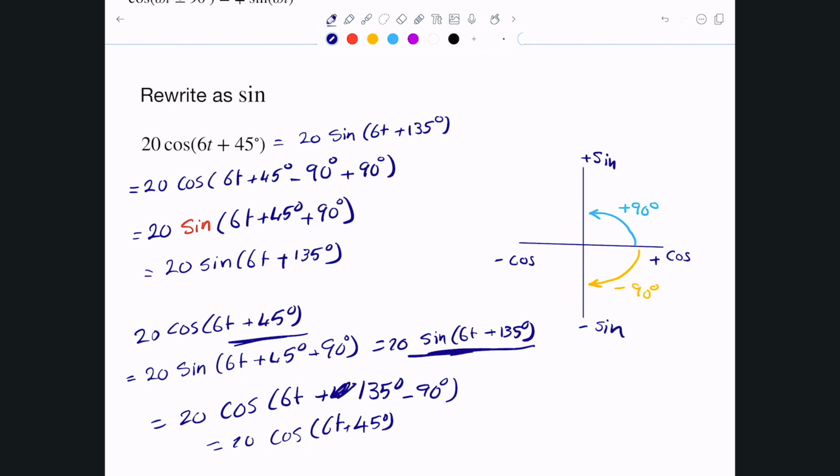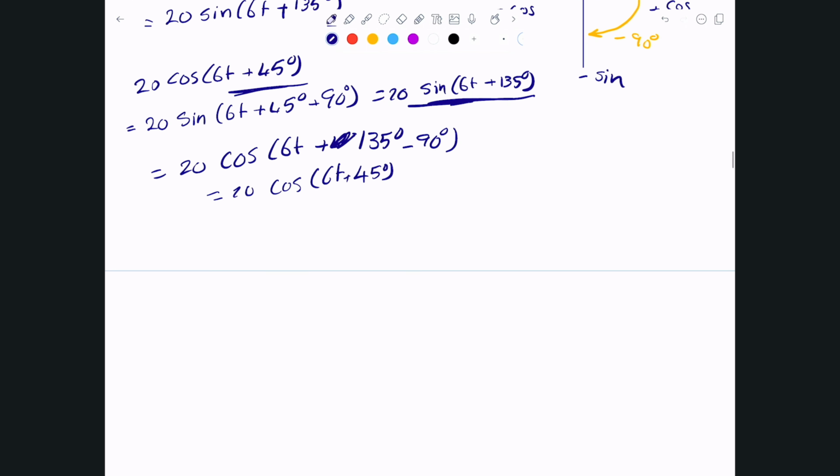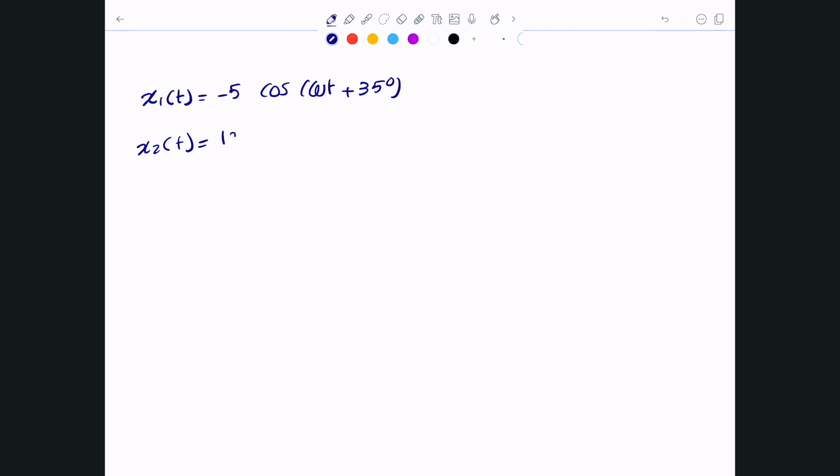Maybe another example just to clarify things a little bit. The second example I'm giving you is the following. I'll assume two signals here. I have x1(t), which happens to be -5 cos(omega t), and I'm not telling you what the frequency is. It doesn't matter when we convert from cosine to sine and so forth. And I have another, x2(t), which happens to be 12 sin(omega t - 15 degrees).